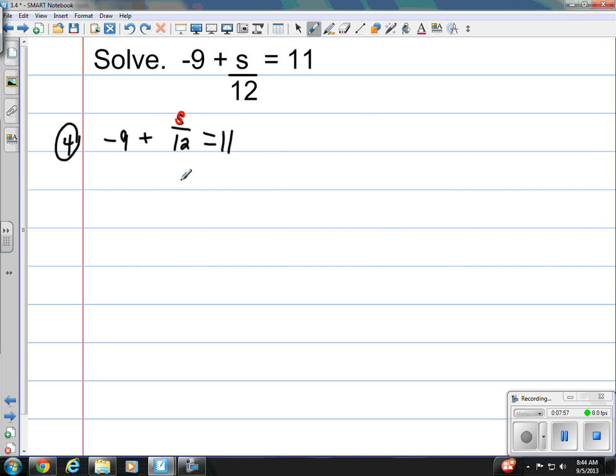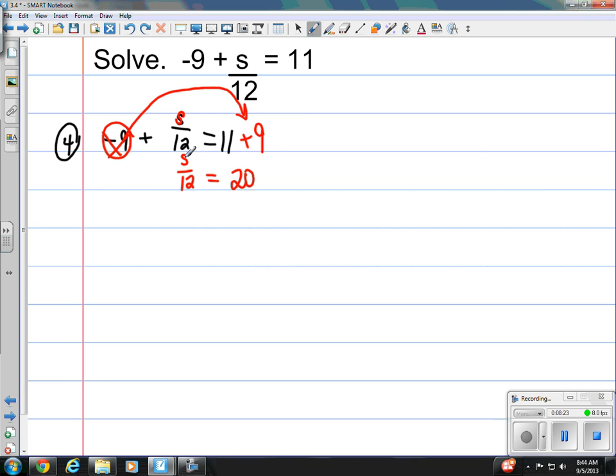But remember, we're going to transpose the constant. That's your term without the variable. So the term without the variable is negative 9. My negative 9 on the left comes across to the right and becomes a plus 9. So it disappears, and s over 12 equals 20.